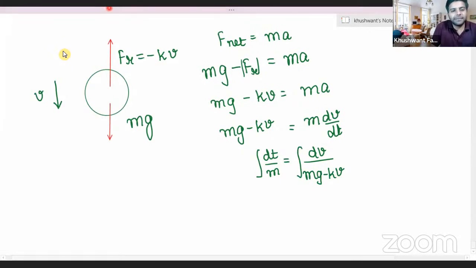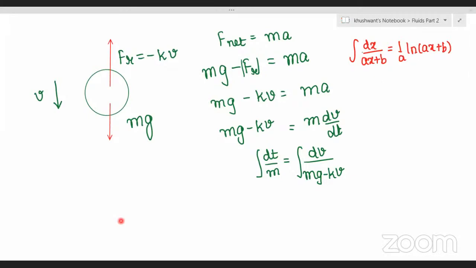Do we remember this? What is the integration of dx upon ax plus b? It is equal to 1 by a log of ax plus b, right? Repeat this. Integration of dx by ax plus b is equal to 1 by a log of ax plus b.